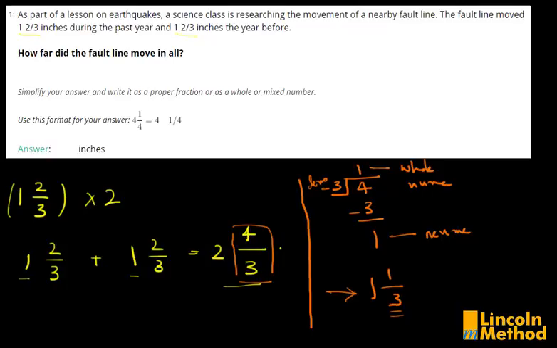But we're not done yet. We converted this improper fraction into a mixed number, so now we have to add this back with this whole number that we found out earlier. So the final answer in that case would be 2 plus 1 whole 1 over 3, which is 2 plus 1 is 3, so 3 whole 1 over 3 is the final answer.